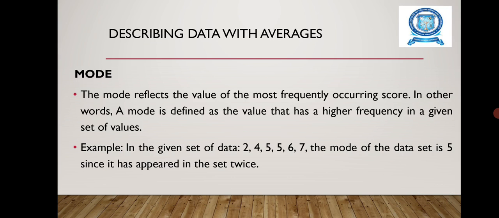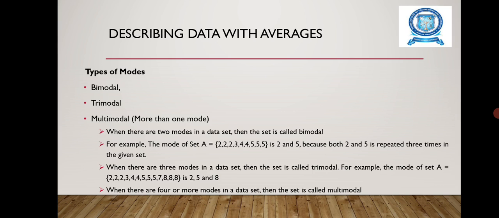First, let us see what is mode. A mode reflects the value of the most frequently occurring score. In other words, a mode is defined as a value that has a higher frequency in a given set of values. For example, in a given set of data 2, 4, 5, 5, 6, 7, the mode of the data set is 5 because 5 is repeated twice.